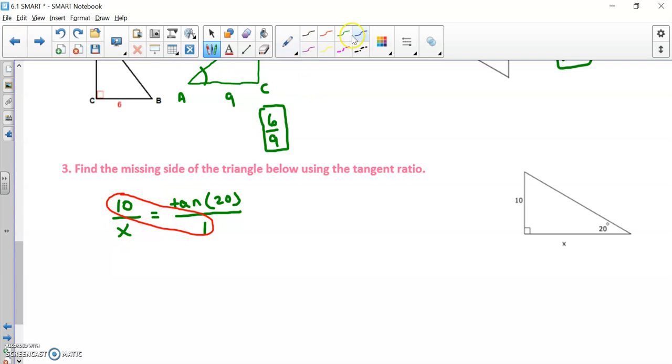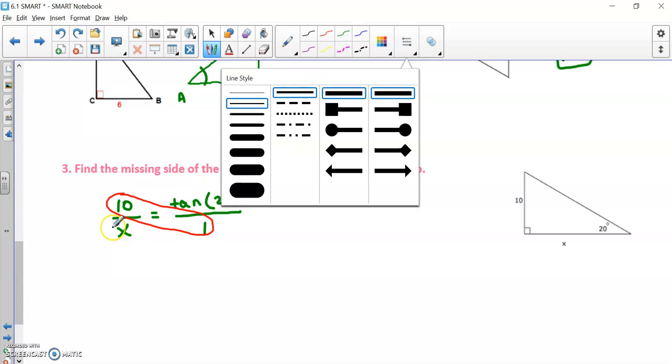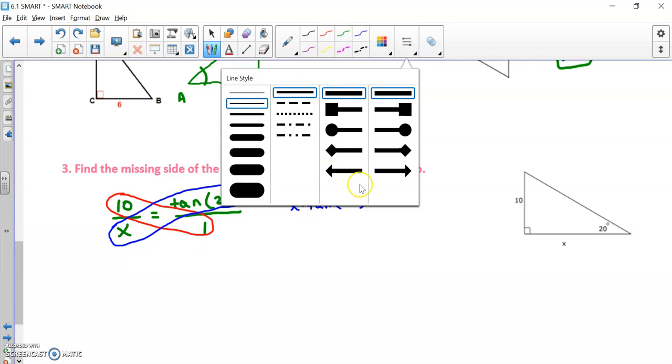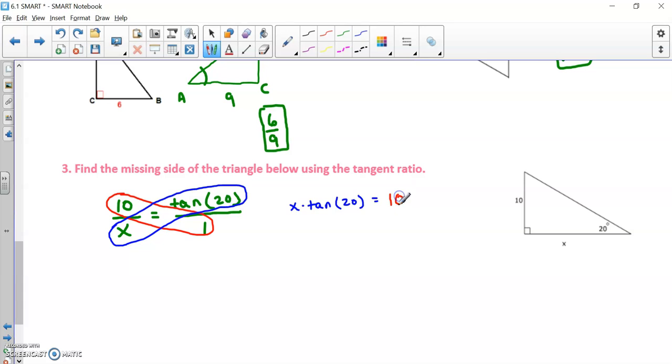So here's one diagonal. Here is my second diagonal. Okay, and you have to treat tangent of 20 just like any old number. I know it's uncomfortable because it has letters in it, but it really is just representative of a number, right? It just hasn't been popped into the calculator yet. Okay, so when we rewrite this after cross multiplying, we get x times tangent of 20 is equal to the other diagonal, which is 10 times 1, which is just 10. And now we have to solve for x.